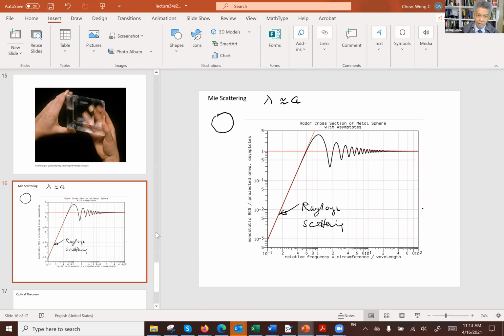You can read about it in Kong's book, if you want to. Or my book. Okay, I also have a book called Waves and Fields in Inhomogeneous Media. I also talk about Mie scattering. So you have to really dot the i's and cross the t's when you do those mathematics. But it can be done if you have the grit to do them. Okay, but it has been done years ago by other people.